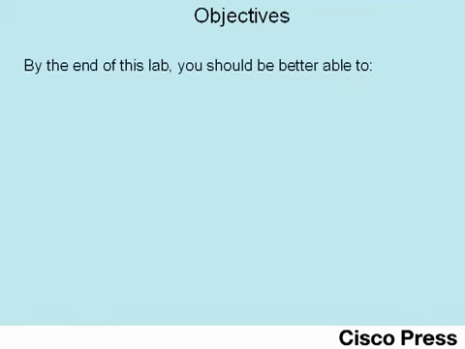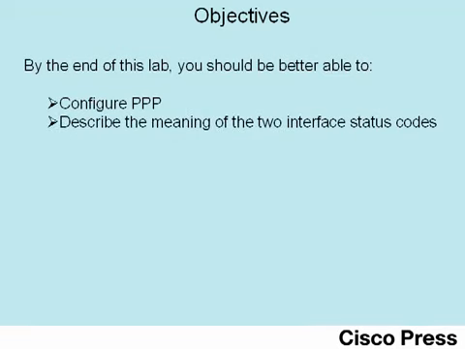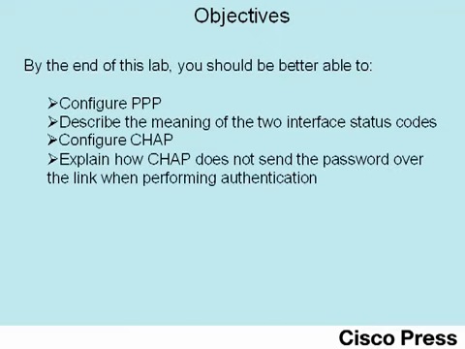There are four main objectives you can achieve by watching this lab. First, you'll be better able to configure PPP, as well as you'll be able to better describe the meaning of the two interface status codes. You'll also learn how to configure CHAP, and in particular, you'll see how CHAP does not send the clear text password across the link when authenticating a link.